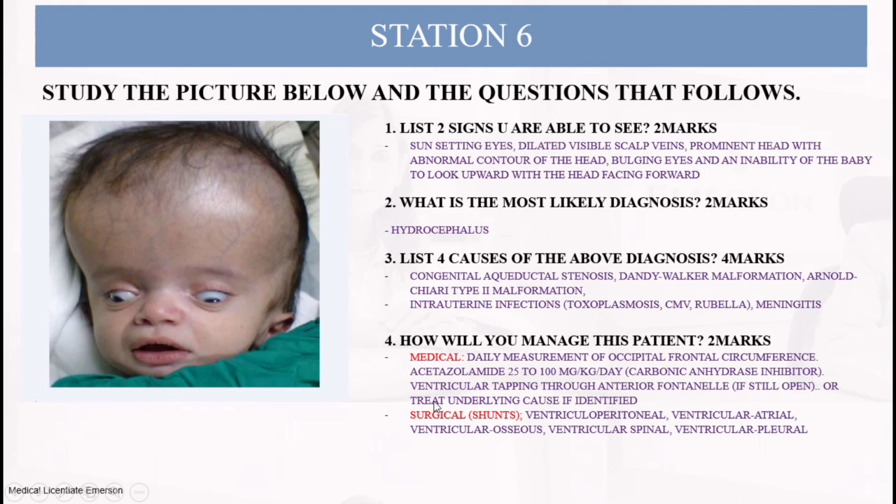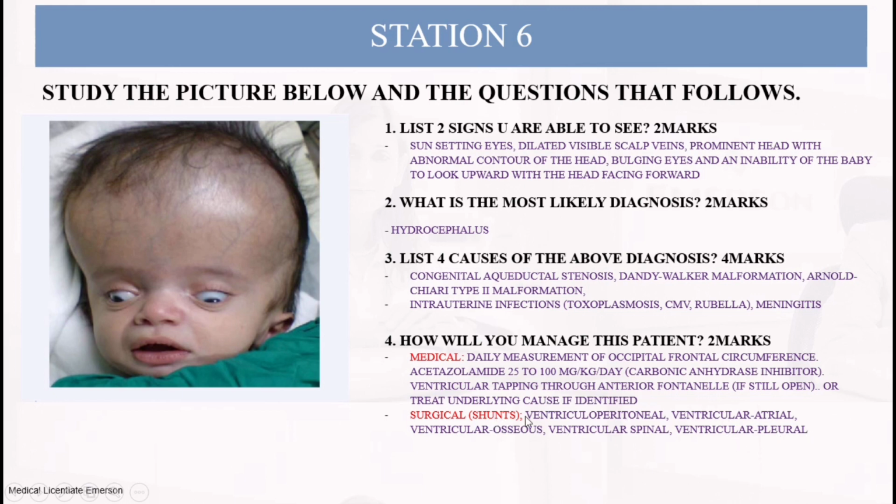Then we have surgical, or the shunt. So we have a lot: ventriculoperitoneal, ventriculoatrial, ventricular osseous, ventricular spinal, ventricular pleural. So these are some of the shunts you can use. You can just pick any.